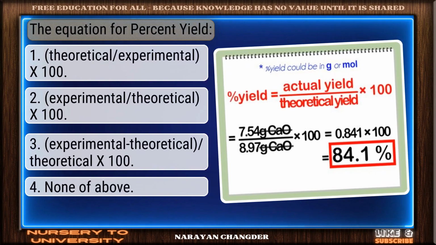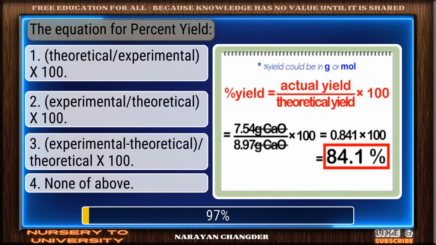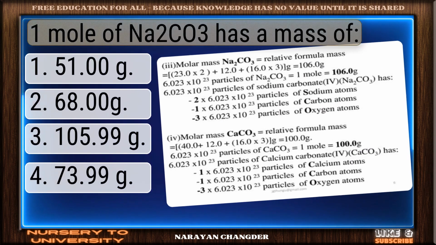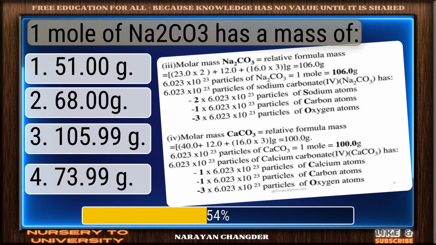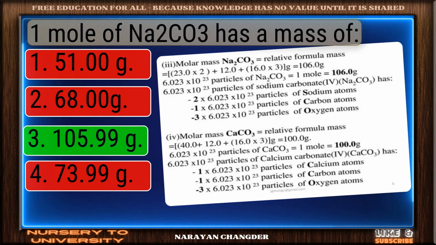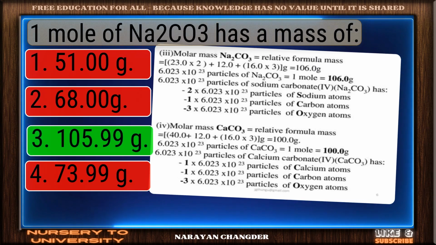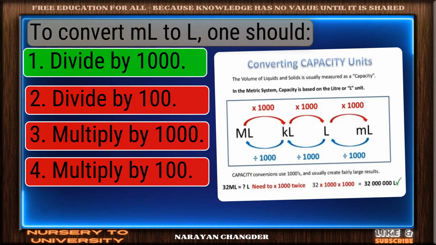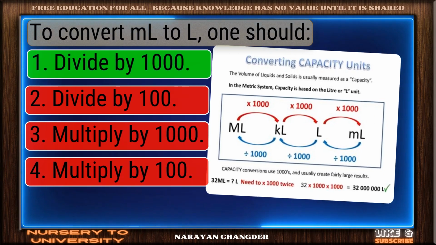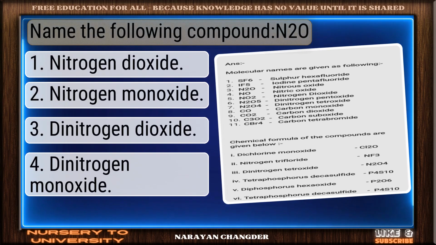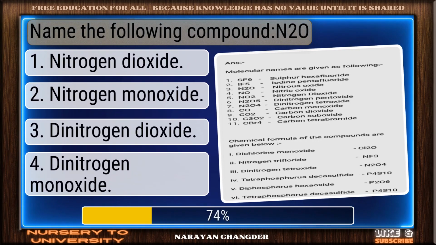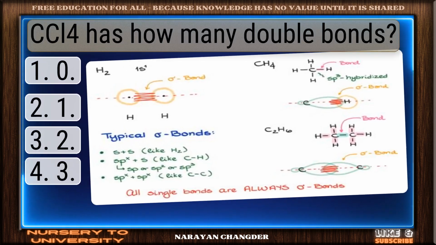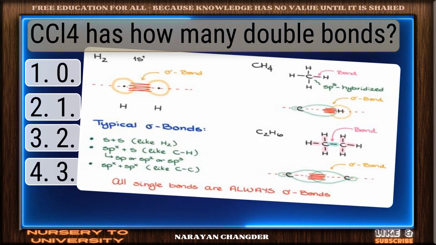The equation for percent yield. Nice selection. X100 is the correct and valid answer. 1 mol of Natuka-3 has a mass of. Perfect. 105.99G is the correct choice. To convert mL to L, one should. Well reasoned. Divide by 1000 is the correct choice. Name the following compound N2. Great thinking. Dinitrogen monoxide is the right choice. 6L4 has how many double bonds?